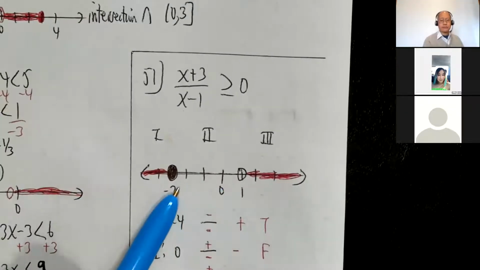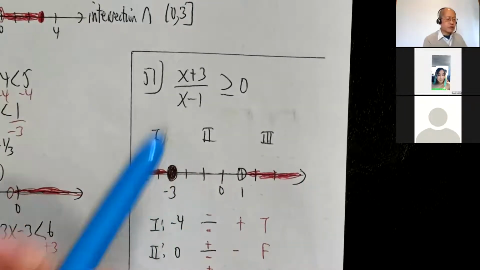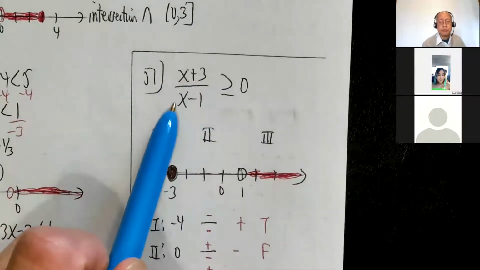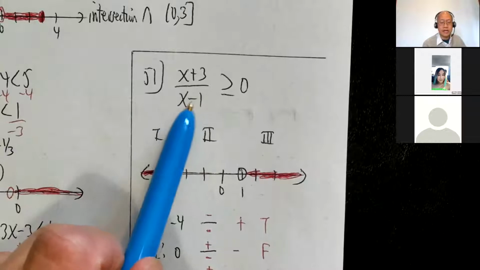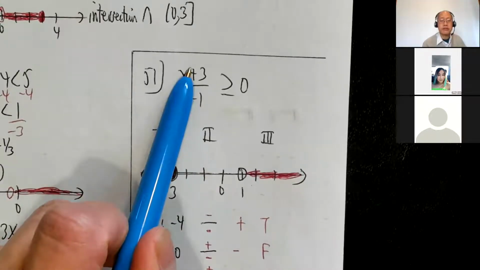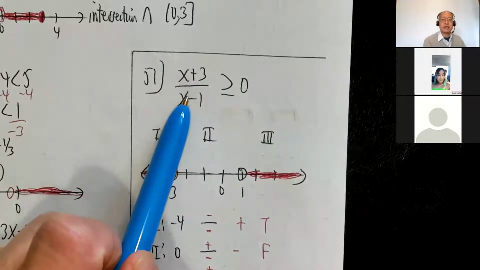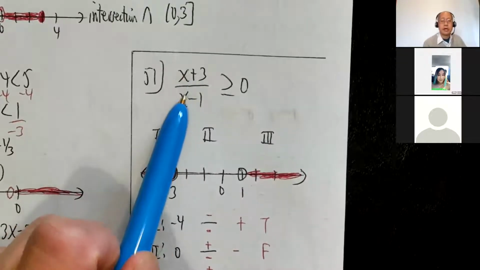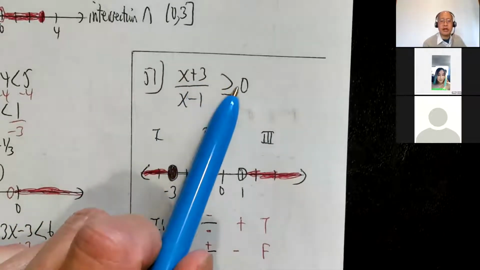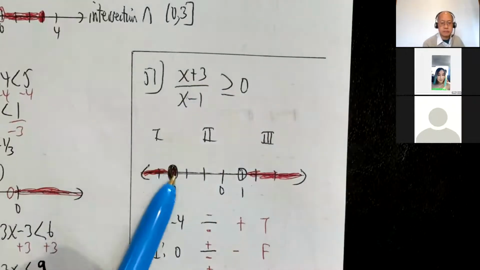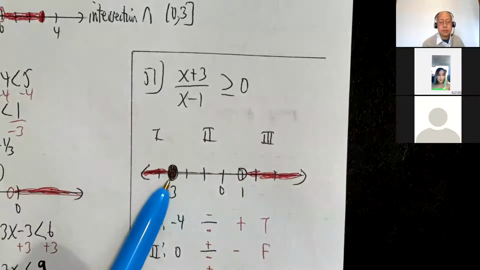Now why is that? Okay, so plug in negative 3. Negative 3 plus 3 is 0. And I don't really care what the bottom is as long as it's not 0. This is 0 divided by something, right? So wait a minute. 0 divided by anything besides 0 is 0. It says 0 is greater than or equal to 0. That's true. Color it in.